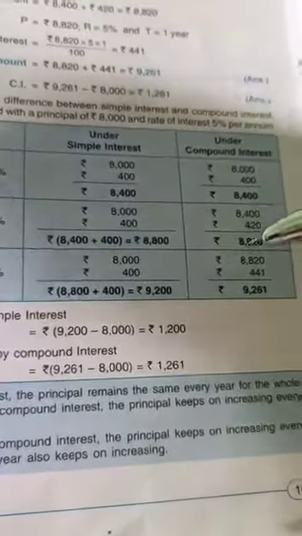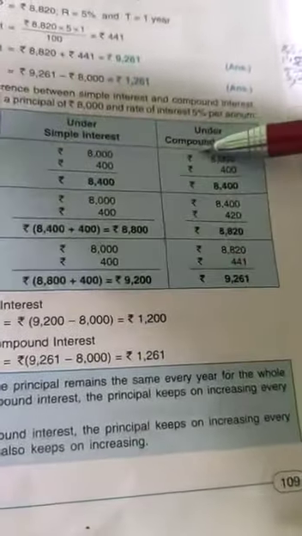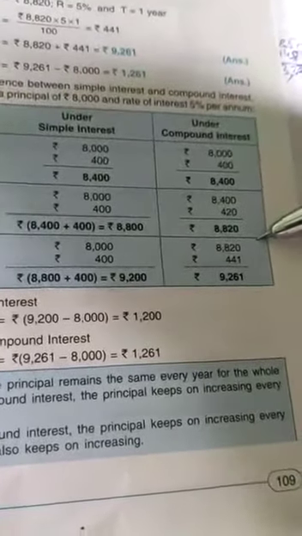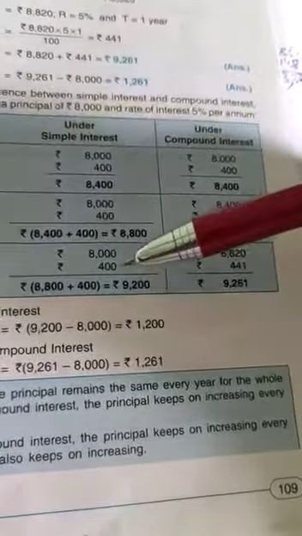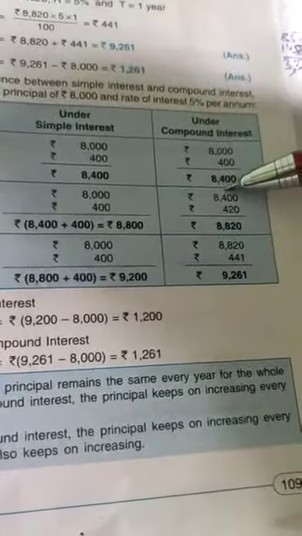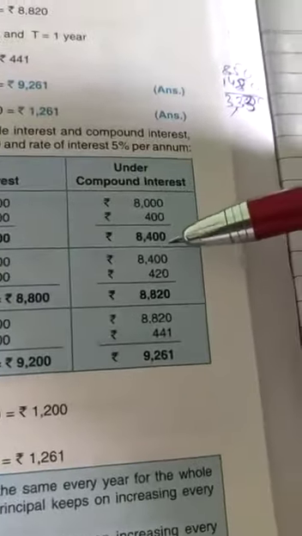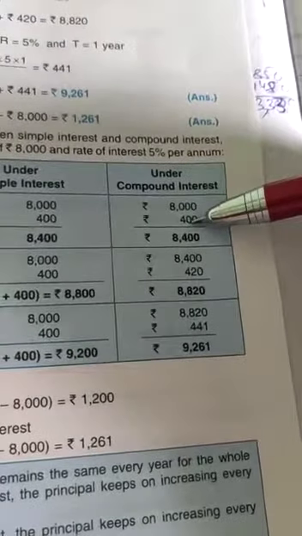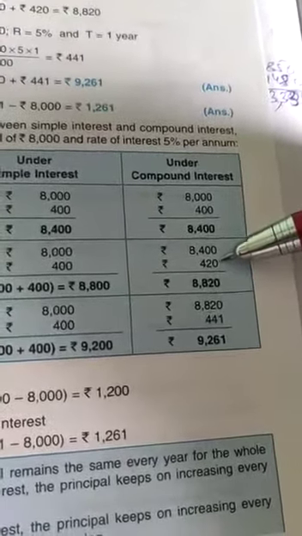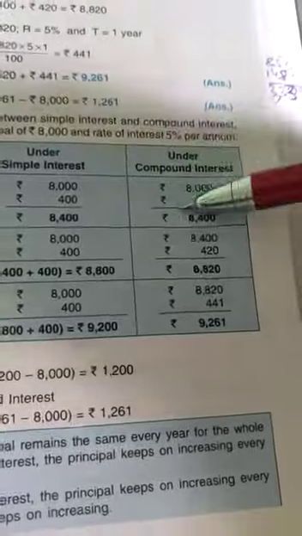Clear? Since in the case of compound interest the principal keeps on increasing every year, the interest of every year also keeps on increasing. See, the interest is also increasing. First 400, then 420, then 441. Okay, this is the only difference.